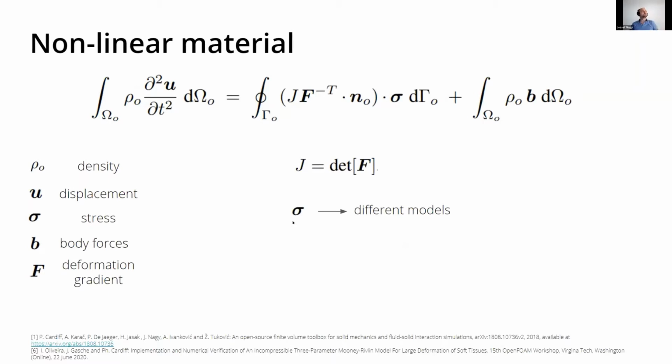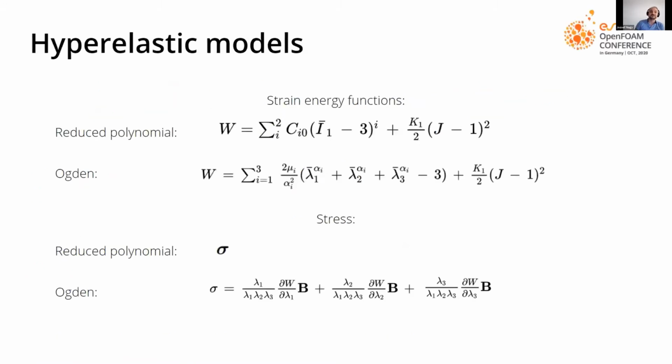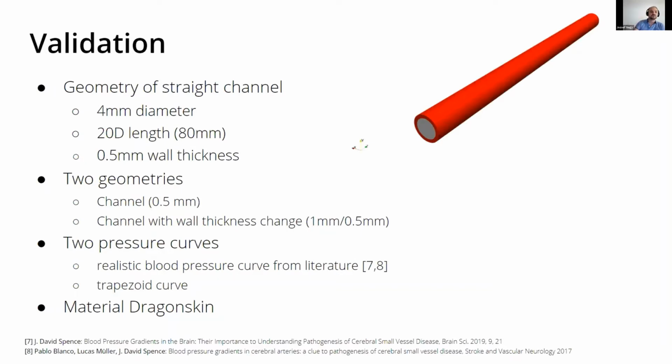And in Iago's talk, he used Mooney-Rivlin, Yeoh, and Fung, if I remember correctly. And I personally implemented the so-called reduced polynomial model as well as the Ogden model, and used those for simulations.